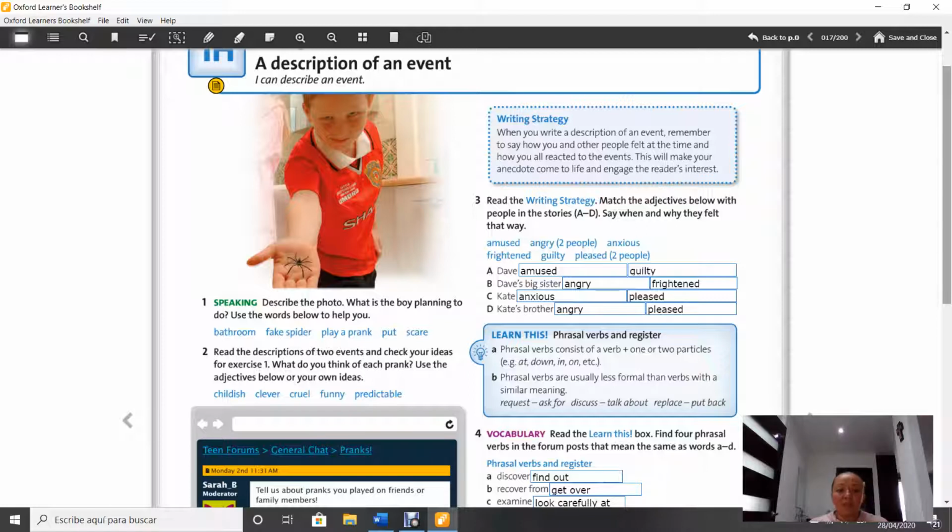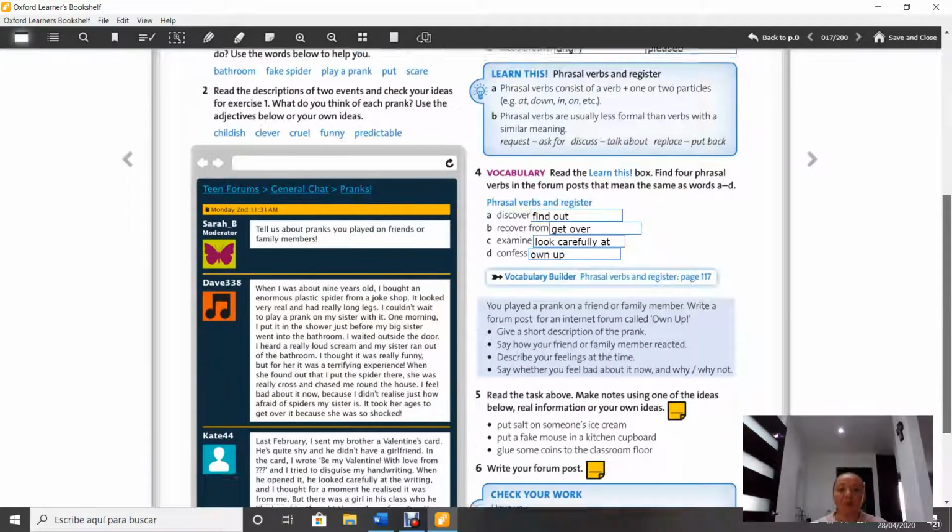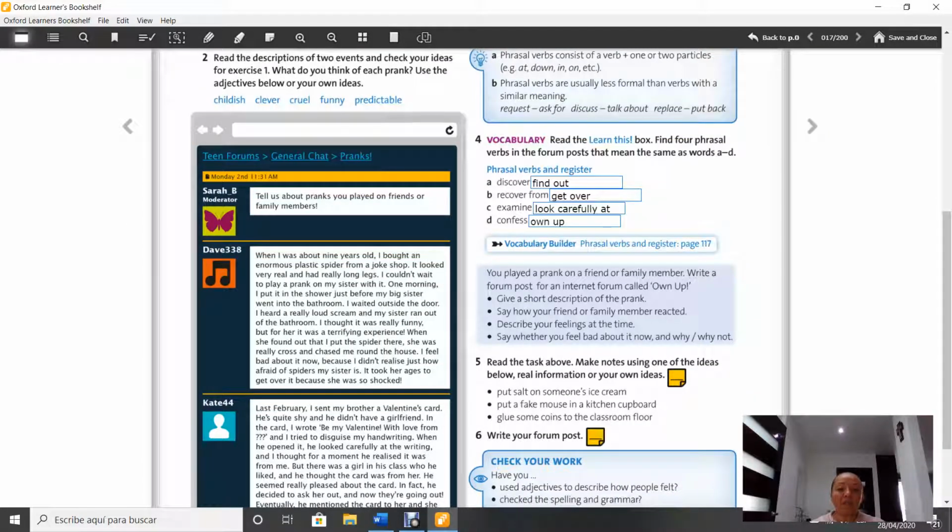Okay, now from exercise number 2, it says, read the descriptions of the two events and check your ideas for exercise 1. What do you think of each prank? What's the meaning of prank? Es como broma, okay? What do you think of each prank? Use the adjectives below or your own ideas. You have childish, clever, cruel, funny, and predictable. So here we have two different experiences, and I want you to write what you think about each one, and you can use the words that you have here: childish, clever, cruel, funny, and predictable.